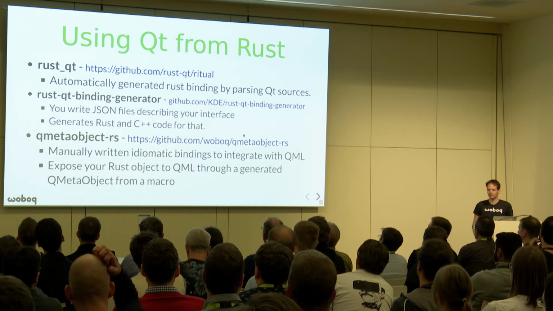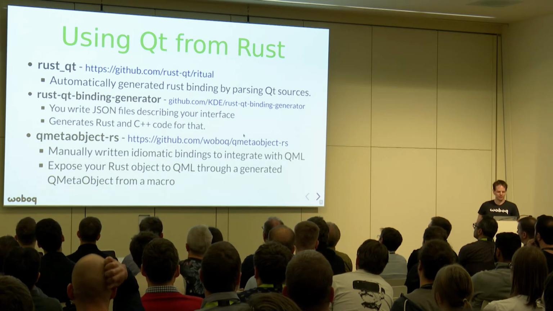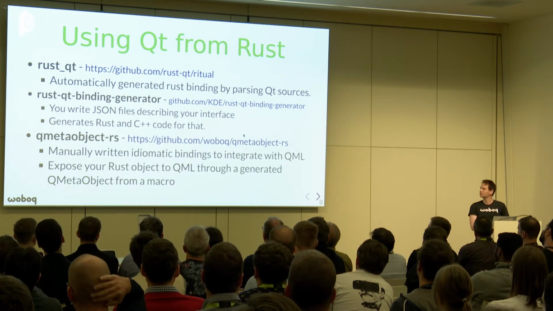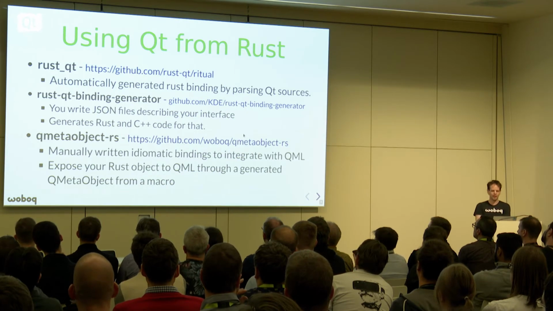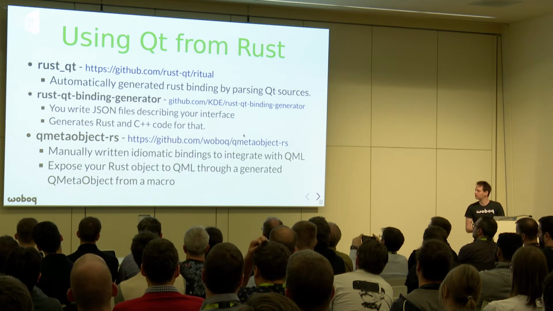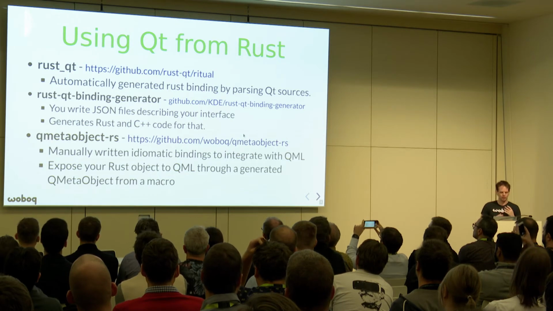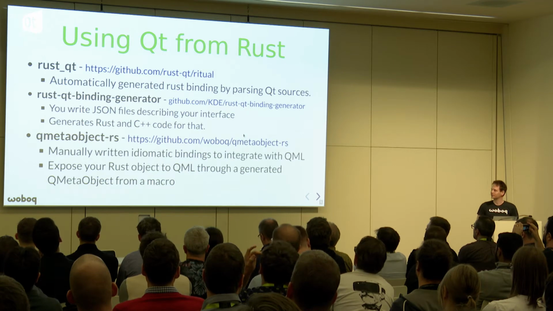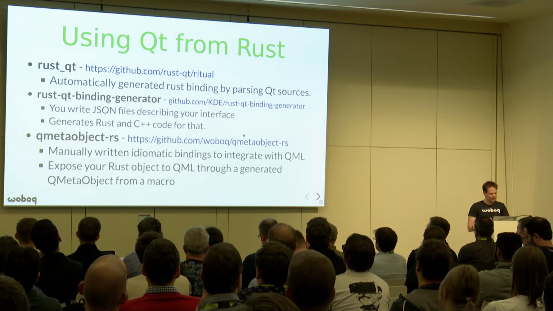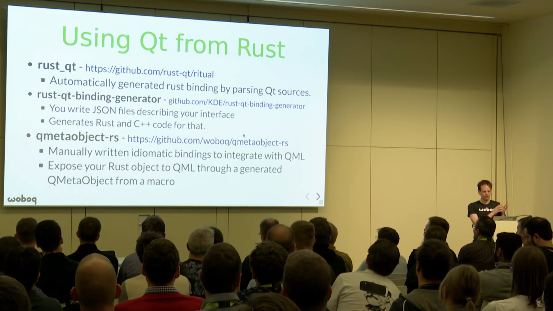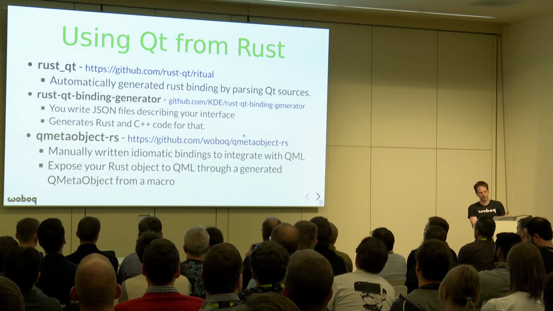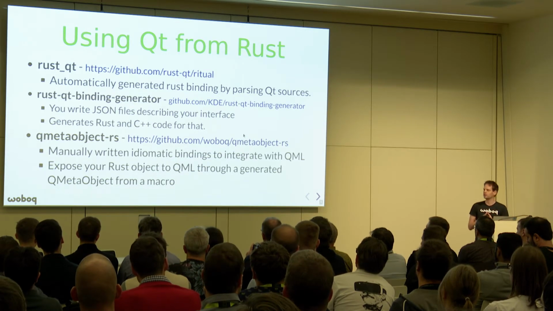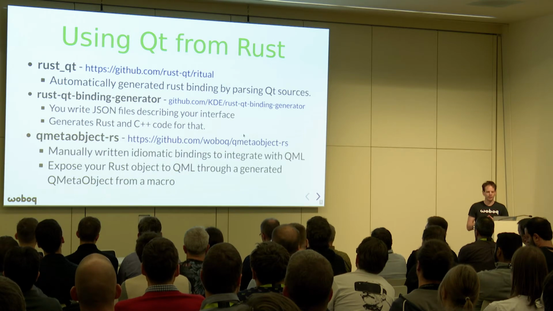So this is all great, but you're using Qt, you want to make UI. Can you use Qt from Rust? There are several solutions out there to use Qt. For example, one of them is called Rust Qt. What an original name. Basically, it automatically generates Rust bindings by parsing the Qt headers.